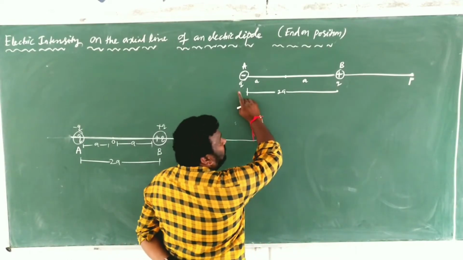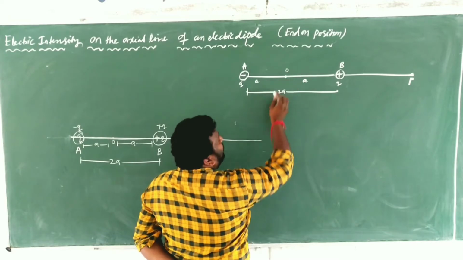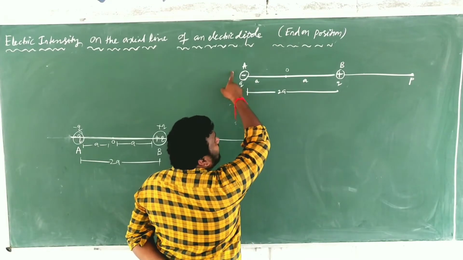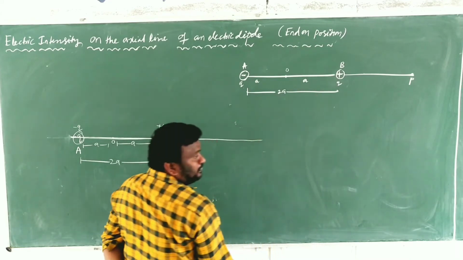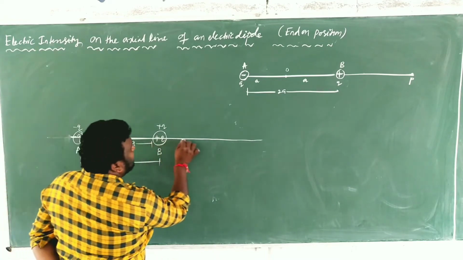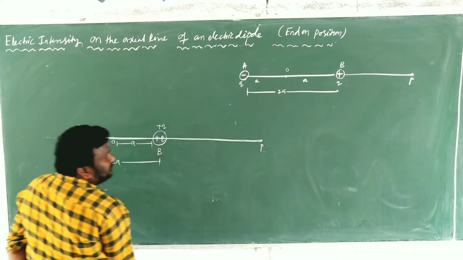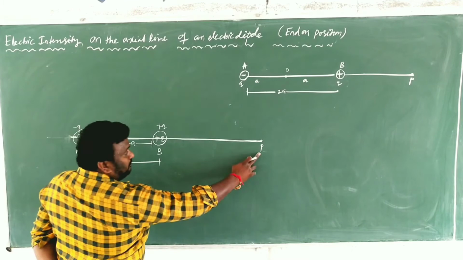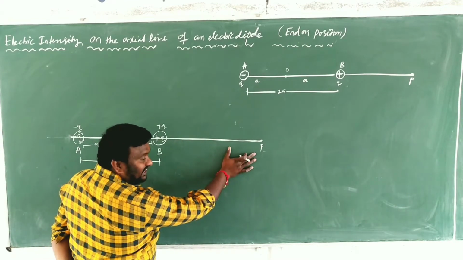We are taking a dipole of length 2a, and O is the midpoint of the dipole. Minus q is located at position A and plus q is located at position B. Clear? And this is the axial line. On that axial line we have selected one point P. P is a point on the axial line.